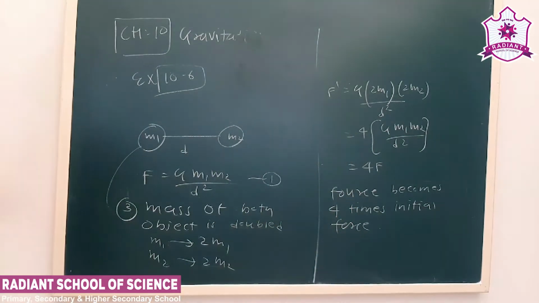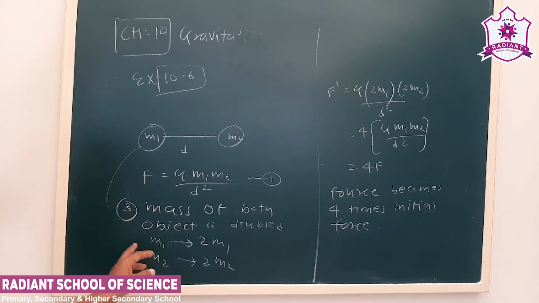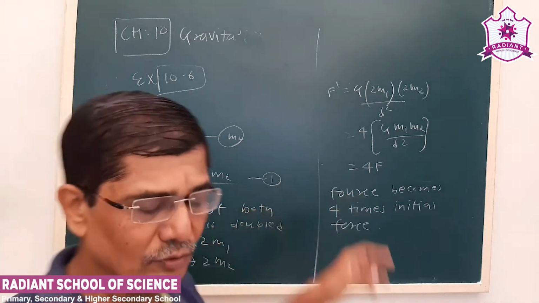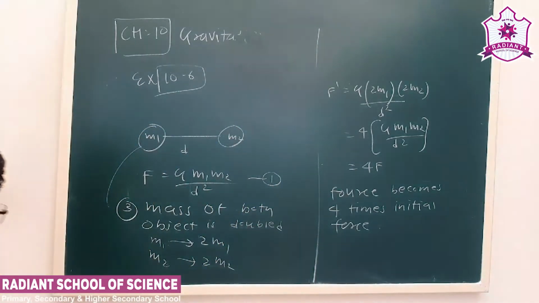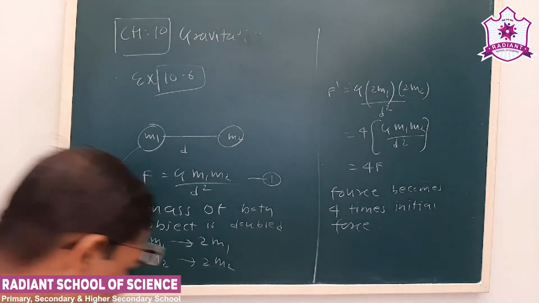Okay, so the gravitational force between two objects, let us say M1 and M2, is G M1 M2 upon d square. See, if the mass of both of the objects is doubled, then the force becomes 4 times. Okay, see next question. What is the importance of universal law of gravitation?